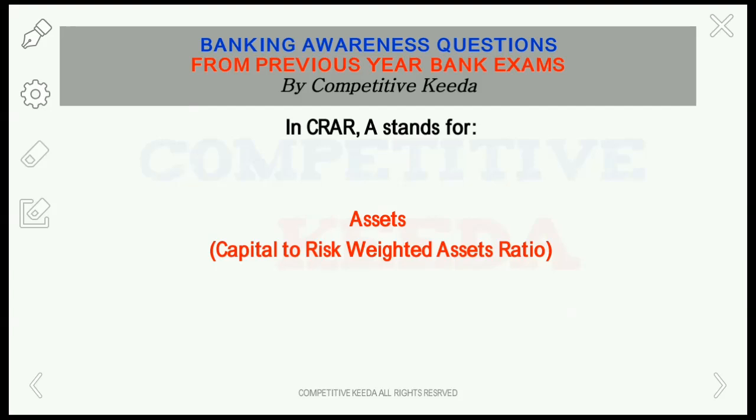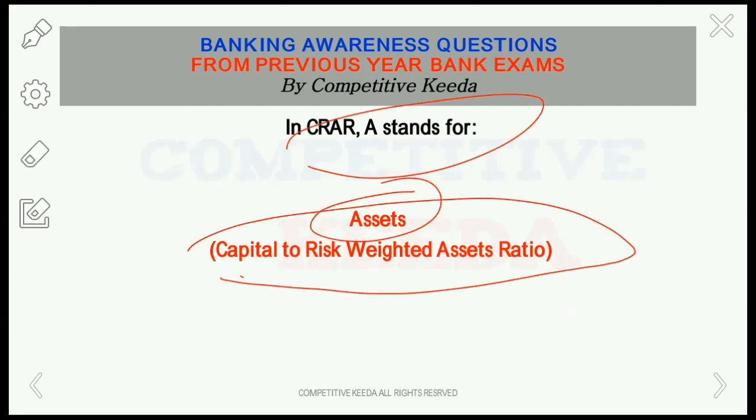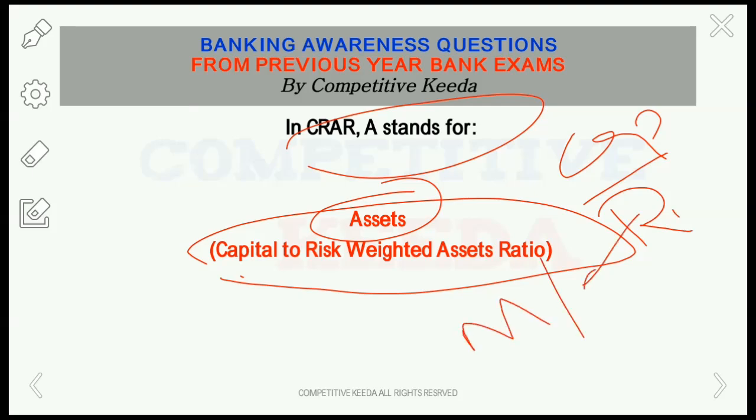In CRAR, what does A stand for? So A is asset. The full form is capital to risk weighted asset ratio. It is the ratio between the total capital and the total risk. The risk here includes market risk, operational risk, every risk. So here A stands for asset.